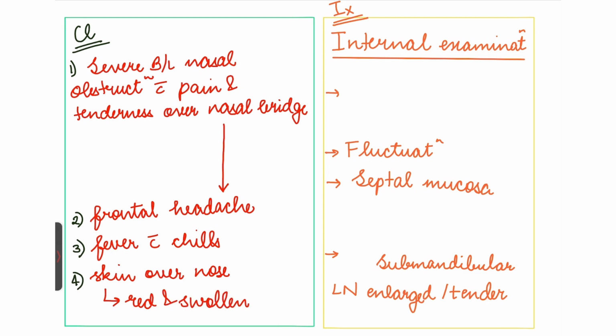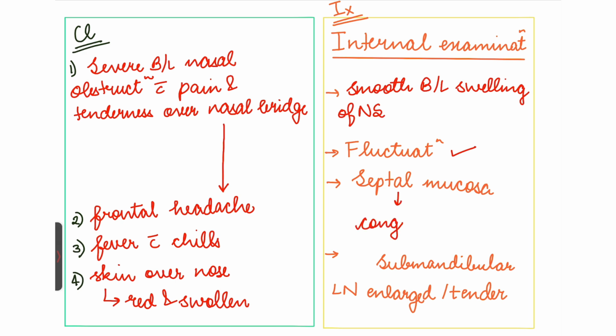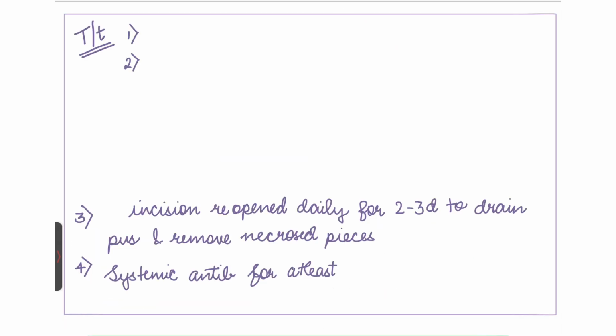On internal examination, when we look at this abscess, we will see a smooth bilateral swelling of the nasal septum. Fluctuation can be elicited and the septal mucosa will be congested. There may or may not be submandibular lymph node enlargement and tenderness.